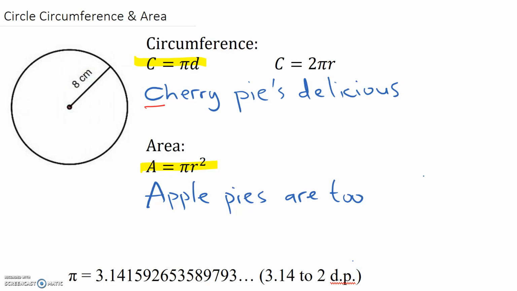Well, we've got cherry, that's C. We've got pie, that's our pi. And we've got a D for delicious. So that mnemonic might help you remember cherry pie is delicious, C equals pi D.